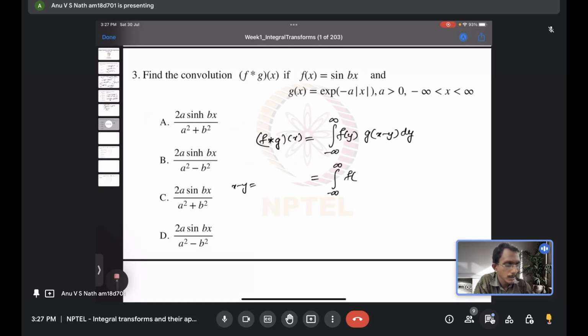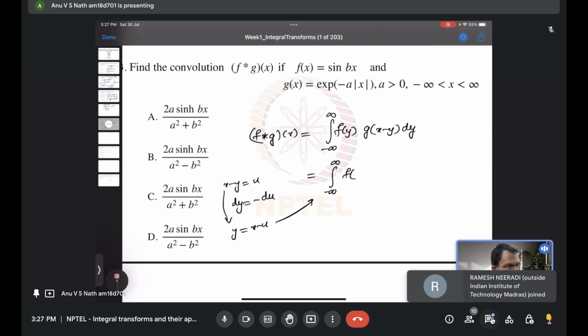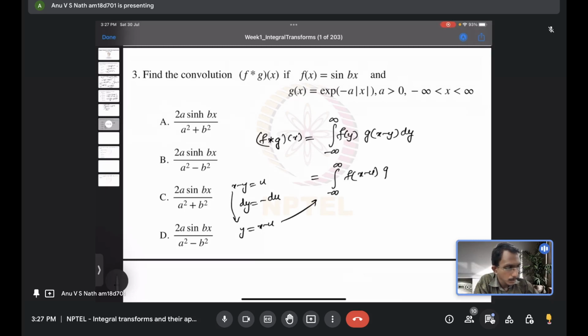So minus dy is equal to du. Give me a second. x minus y is u, then dy is equal to minus du, and y is equal to x minus u, which we substitute here. I can write f of y as f of x minus u, g of x minus y as g of u, and dy as minus du.